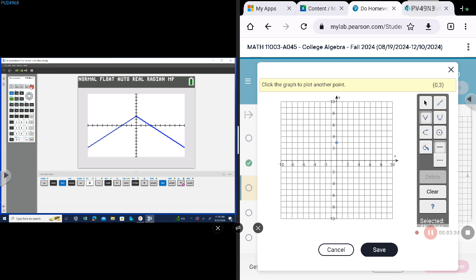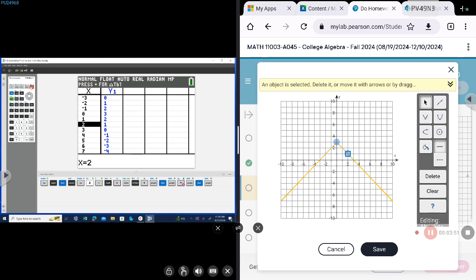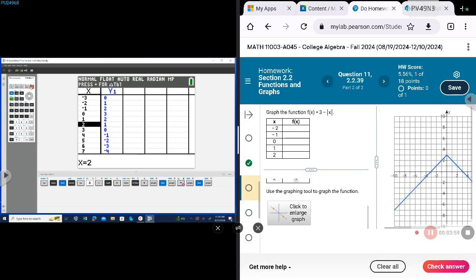And then I can choose any of the other points from that table that I want. So I can go back to that table where I've got all those points that I created in the first part of this problem. There's another point at 2, 1. So to the right 2, up 1. When you're graphing absolute value functions in MATLAB, you only need 2 points. Save it and check it.